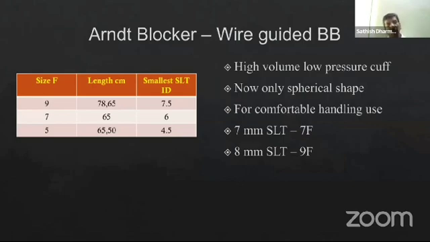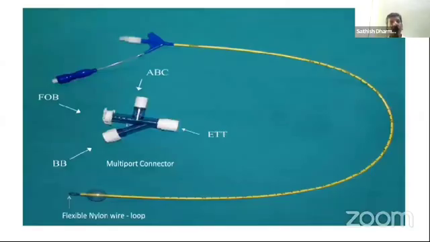But here it is a high volume, low pressure cuff, so the damage to the bronchial mucosa is very less. And the cuff is a spherical shaped cuff, not the elliptical one, so the damage is also very less. That has been proven in multiple studies. Let us see how it is used.